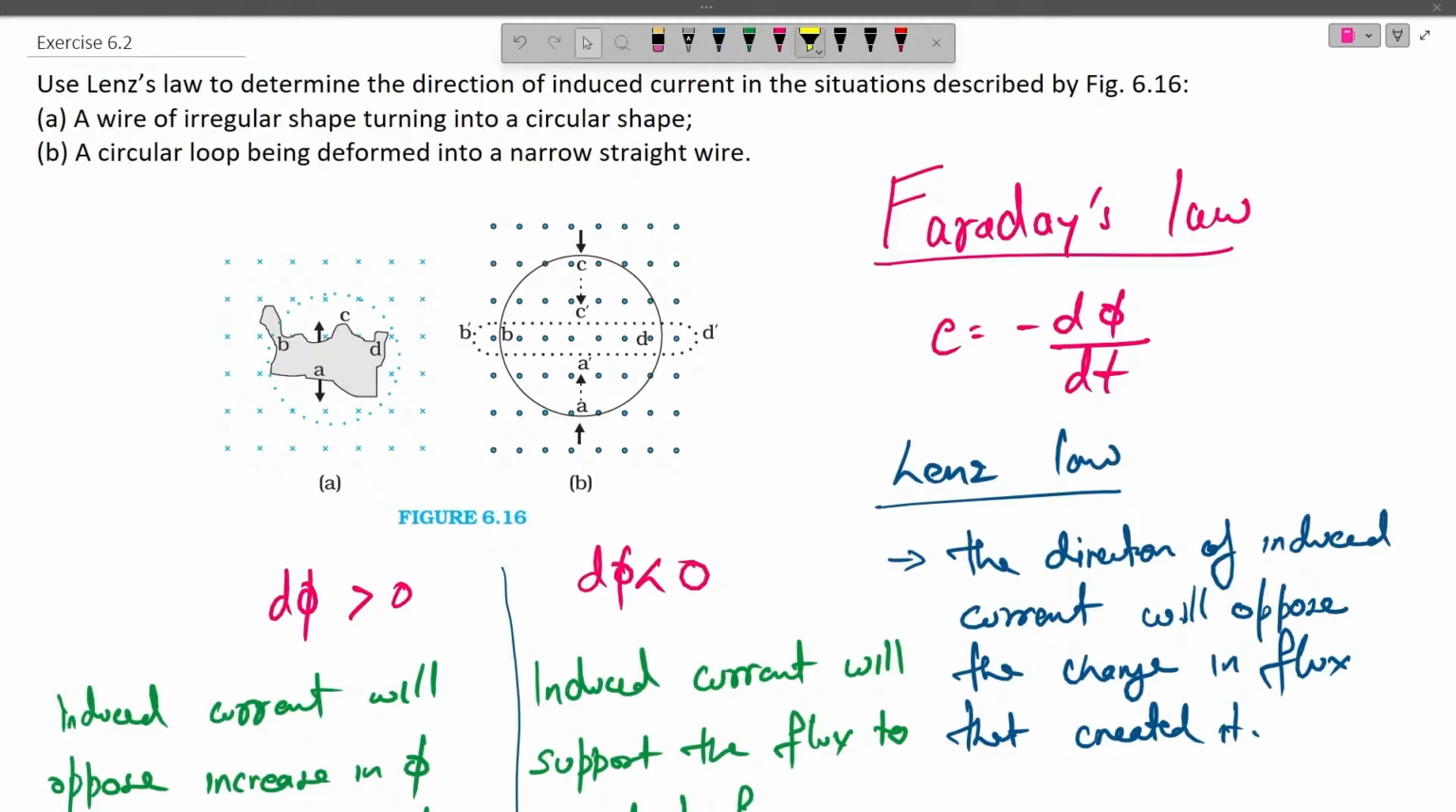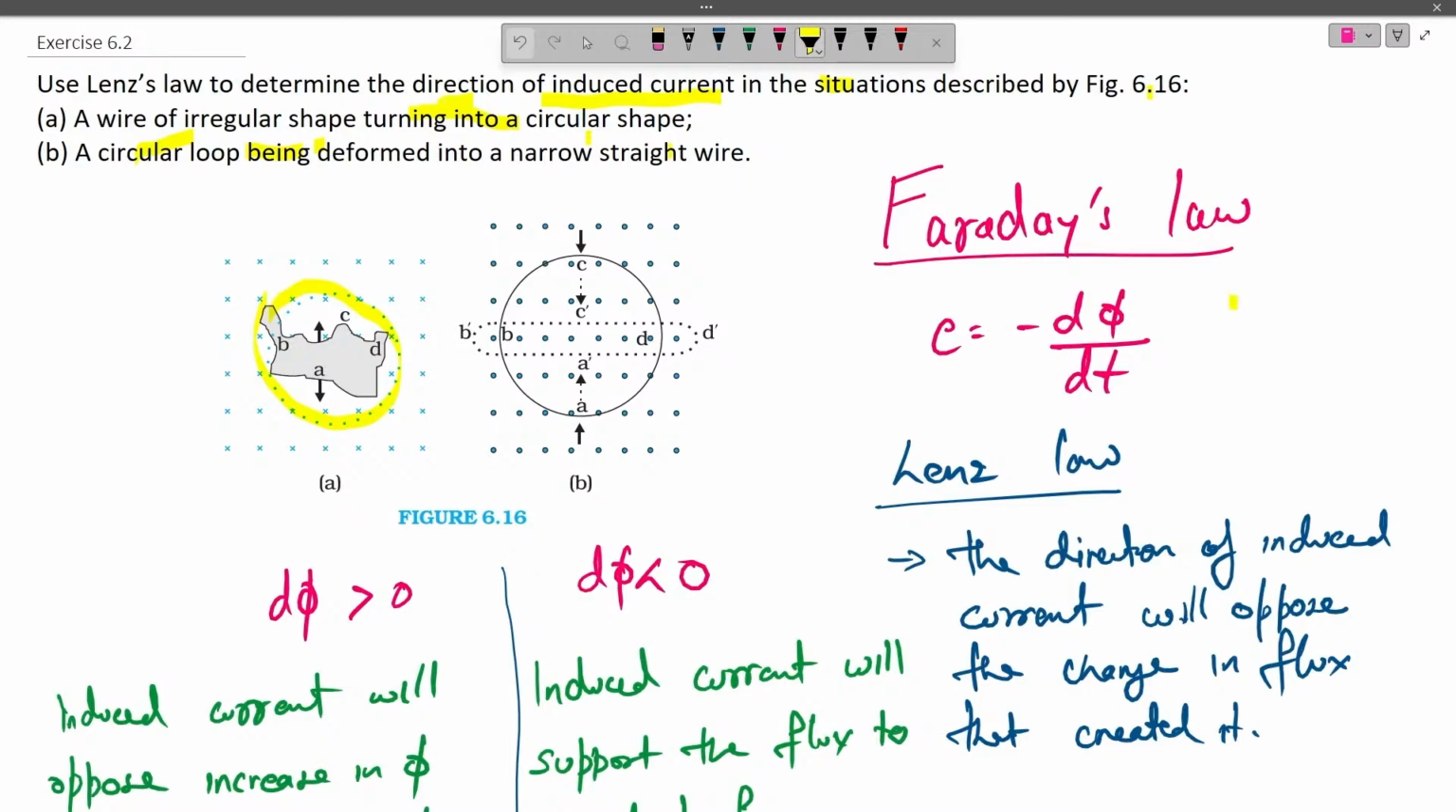The question says to use Lenz's law to determine the direction of induced current in the situations described in figure 6.16. First, a wire of irregular shape turning into a circular shape. This figure describes a wire of irregular shape that is turning back into a circular shape. The second is a circular loop being deformed into a narrow straight wire. So earlier it was a circular loop, now it has been transformed into a straight wire. We have to find the direction of induced current in both cases. In the first case, the magnetic field lines are going into the plane, and in the second case they are coming out of the plane.